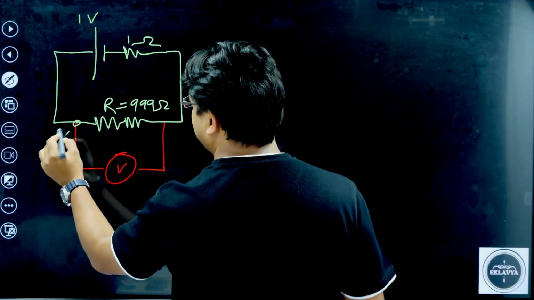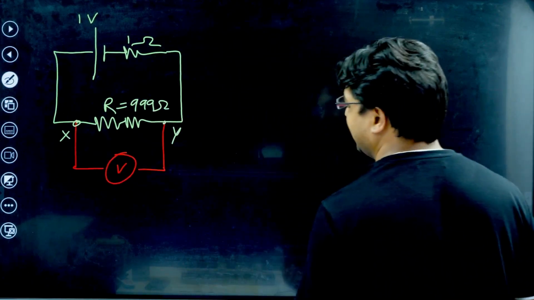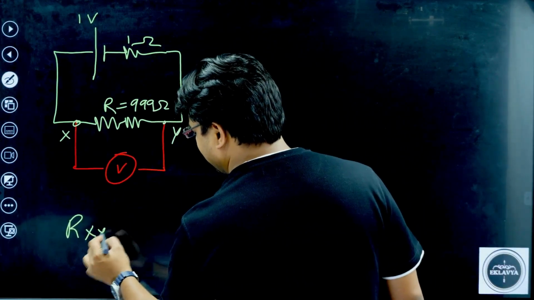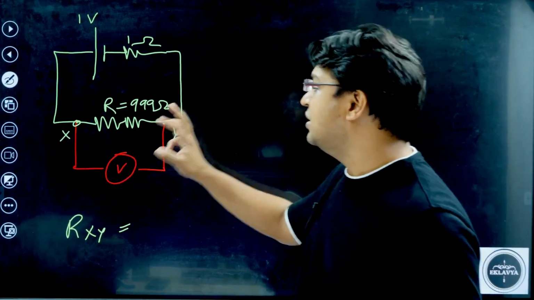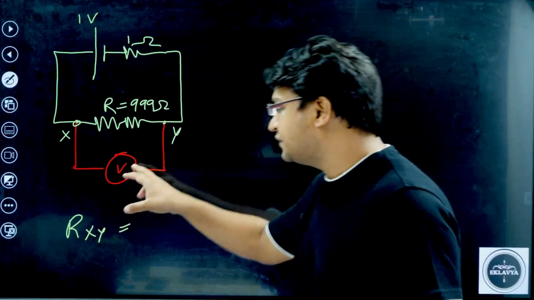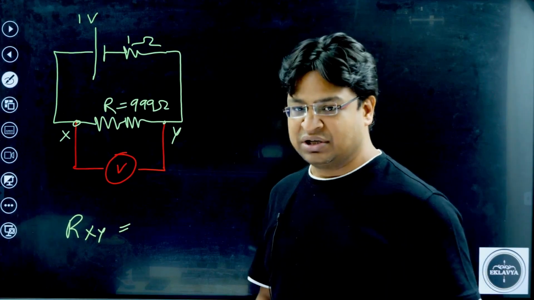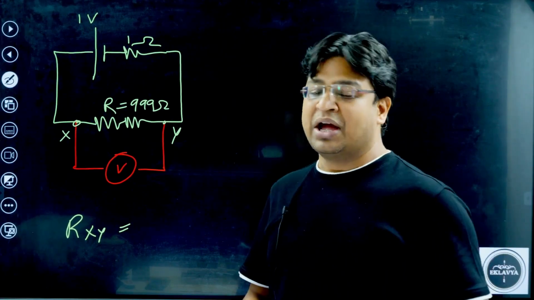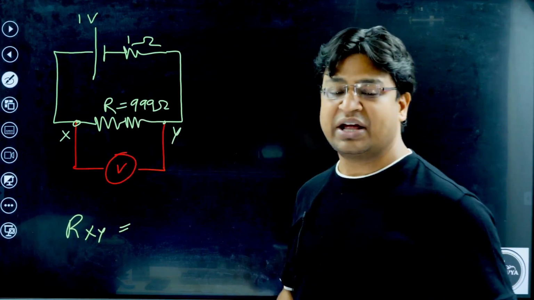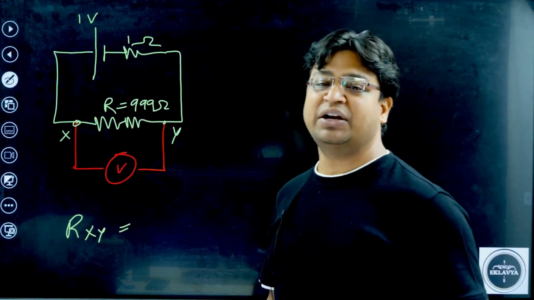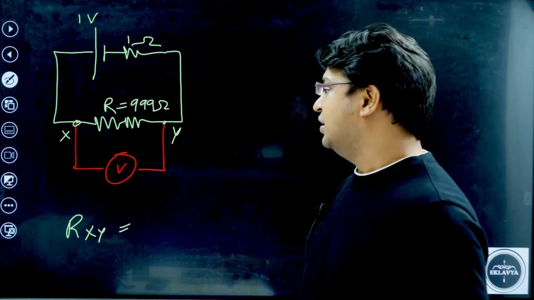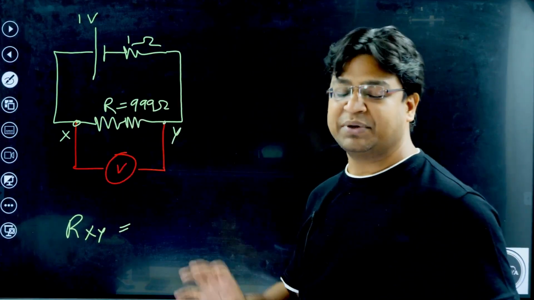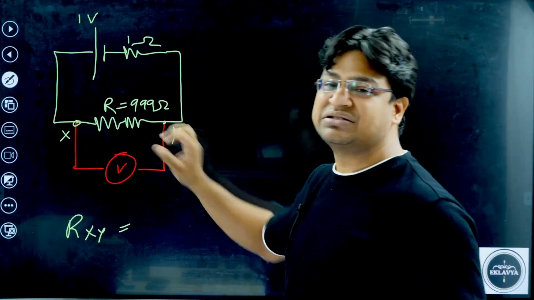If I name this point as X and this point as Y, then you will agree with me that the resistance across XY is now less than 999, because this voltmeter will also have some resistance, some value of resistance will be there. And because of that, these two are now connected in parallel. So the equivalent value will be less than 999 as well as the resistance of the voltmeter. Overall, the resistance of this combination is less than 999.